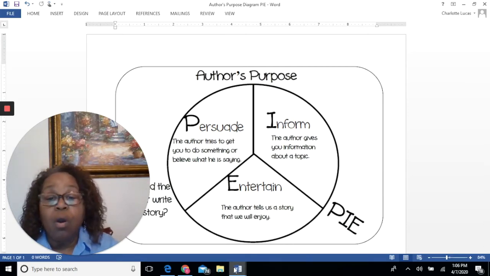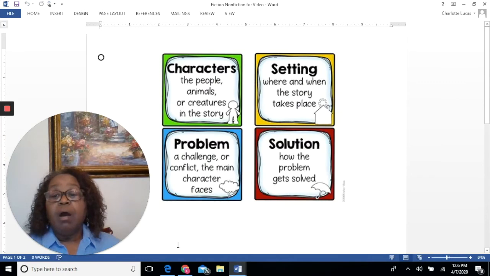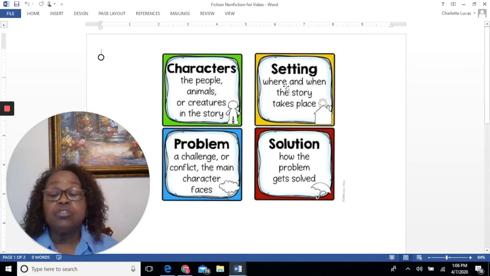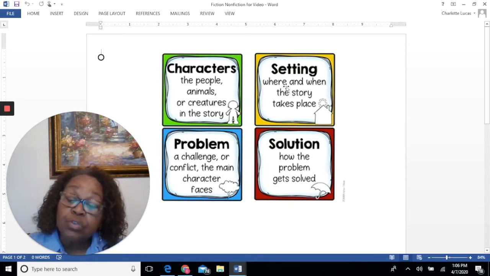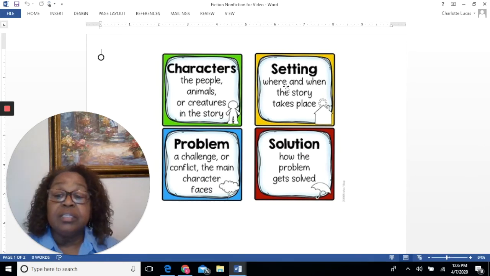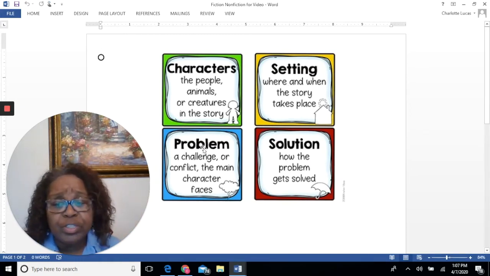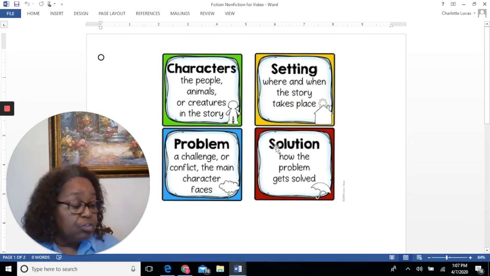Of course, we always think about our story elements. The story elements for a story are the characters, the setting, and if there's a problem, a solution. The characters are the people in the story. Sometimes the story has animals or creatures. The setting is, where does the story take place? Sometimes not just where, but what time. Is it today, in today's time, or is it in the past? Sometimes it would be in the future. What is the problem in the story? Is there a challenge in the story? And if there's a challenge, what is the solution in the story?